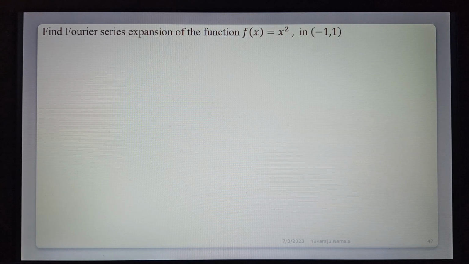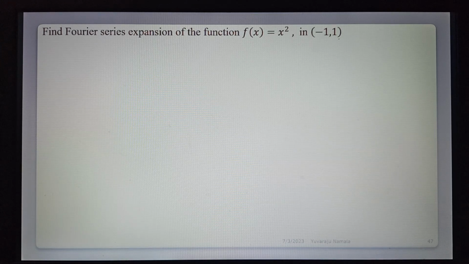Clearly observing here, x square is in the interval minus L comma L. In this interval, x square is clearly an even function. So using the formula for the even function Fourier series in the interval minus L comma L, you have to find only a naught and a n; b n is automatically 0. In case we don't know x square is an even function, directly finding a naught, a n and b n in the interval minus L comma L is no problem.